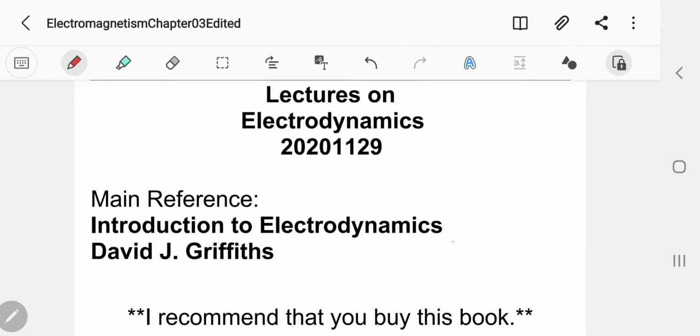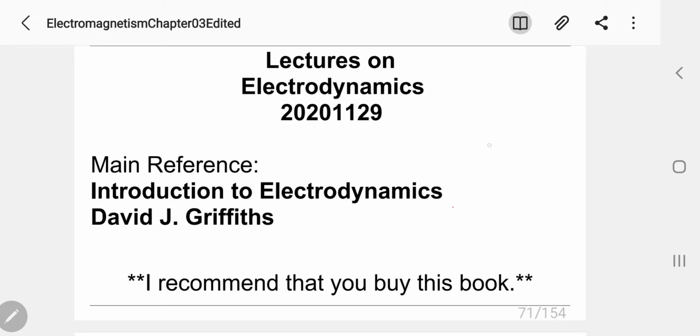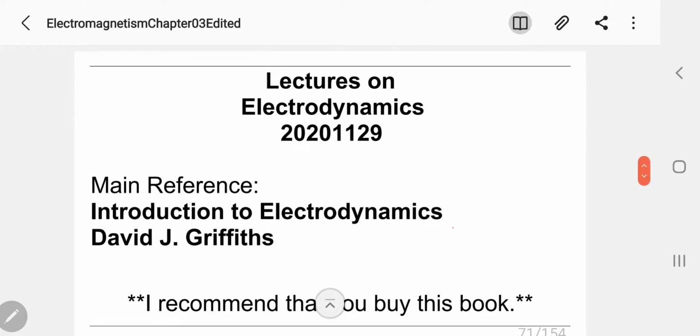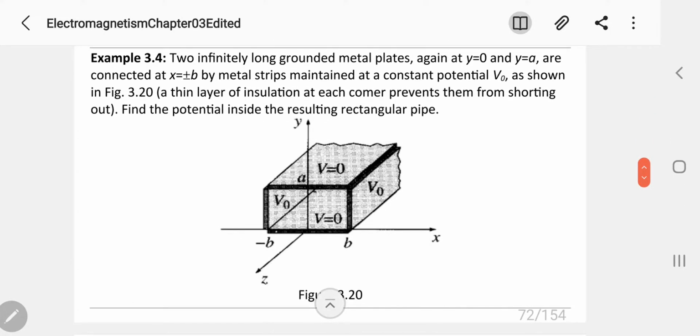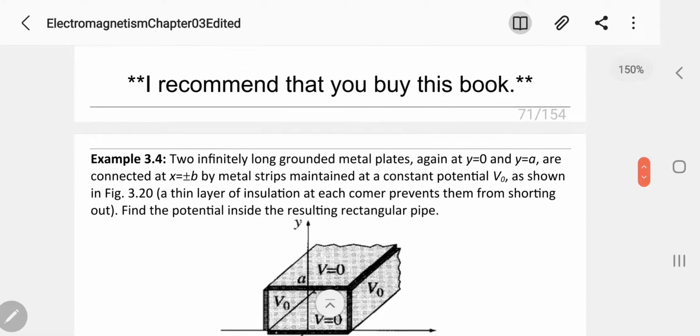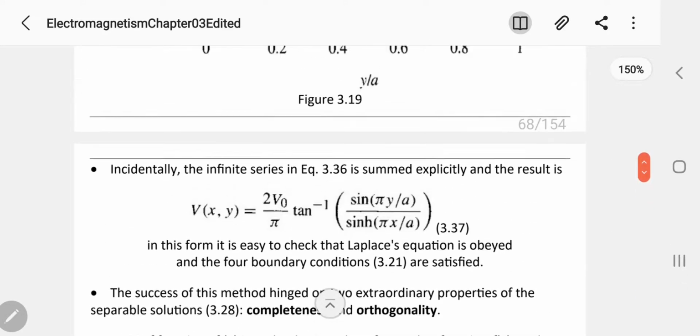So we were left hanging last time as we did not discuss the next example that's supposed to be discussed. So let's now discuss example 3.4. But let's go back to example 3.3 first.